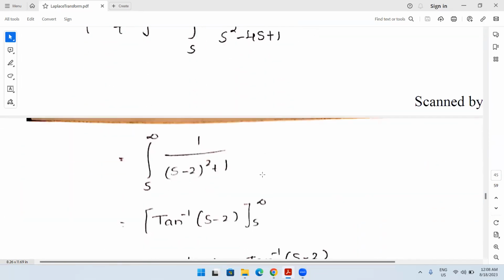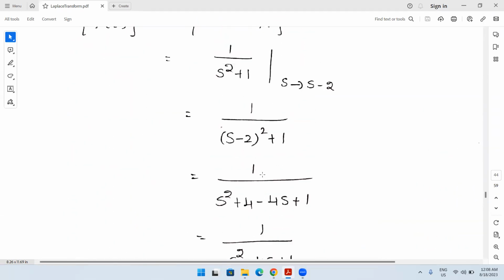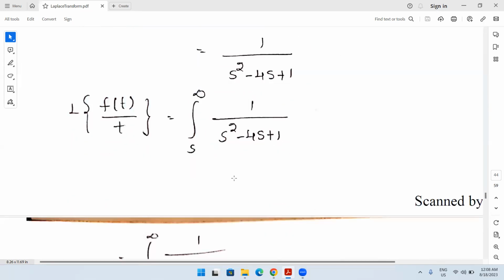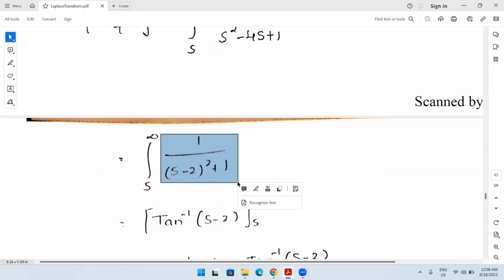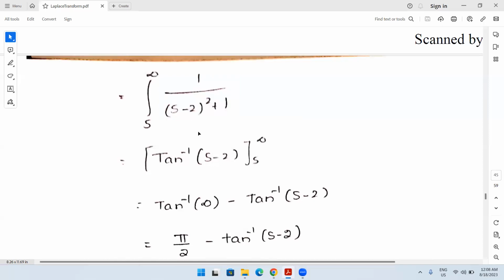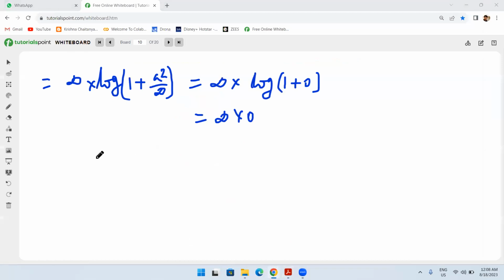Now we can see here, we can leave the s form as it is, 1 by s minus 2 whole square plus 1 as it is here. So that it is of the form 1 by x square plus 1, where x is equal to s minus 2. What is the integration here? We got integral s to infinity 1 by s minus 2 whole square plus 1 ds.